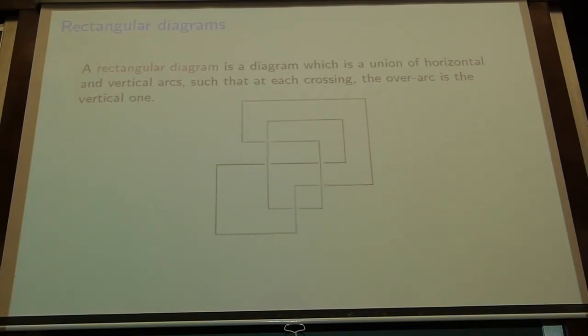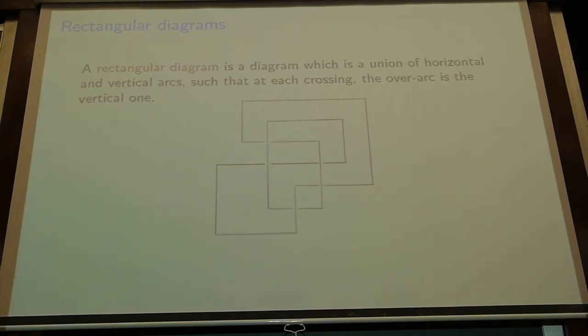So there's a major step forward due to Lackenby, 2013, a bit over 10 years ago, which gave another unknot detection algorithm. It's based on earlier work of Birman and Menasco, and of Bennequin, and of Cromwell. And it used rectangular diagrams.